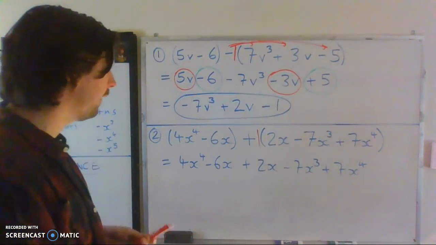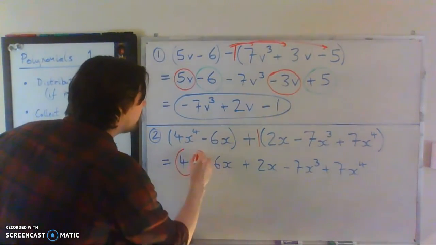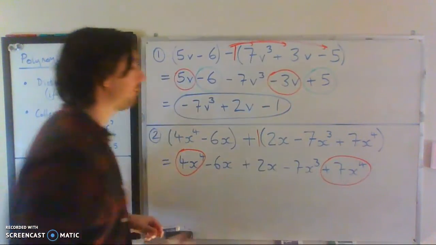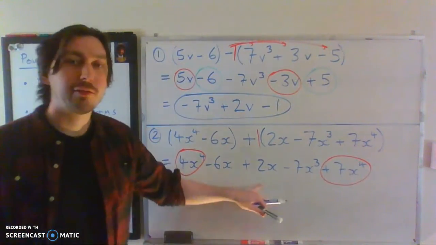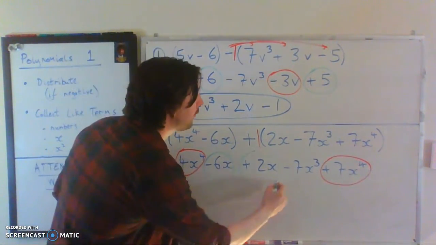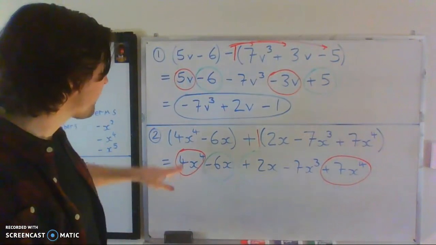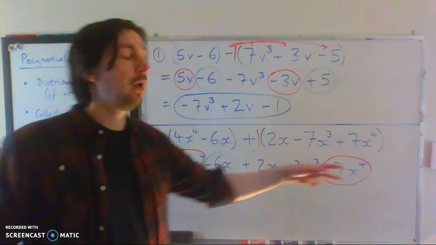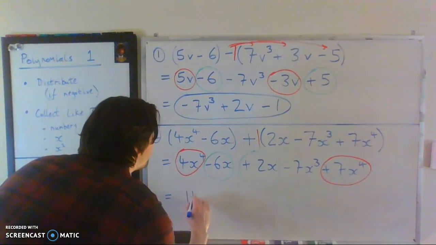Collect your like terms. So let me look through here. I'm seeing a 4x⁴ and I'm seeing a 7x⁴ over here. Make sure you get that plus in. Apart from that, I'm seeing these 2 guys. I'm seeing negative 6x and positive 2x. So I'm going to put those together. Let's finish it off. 4x⁴ plus 7x⁴. Well, 4 plus 7 is 11x⁴.